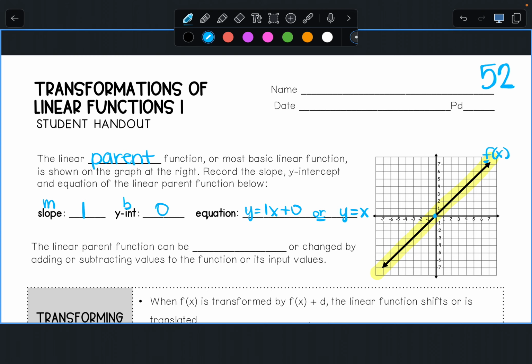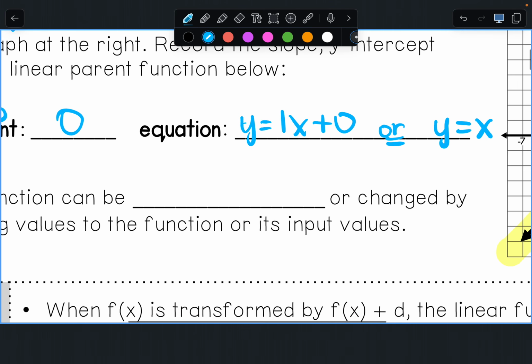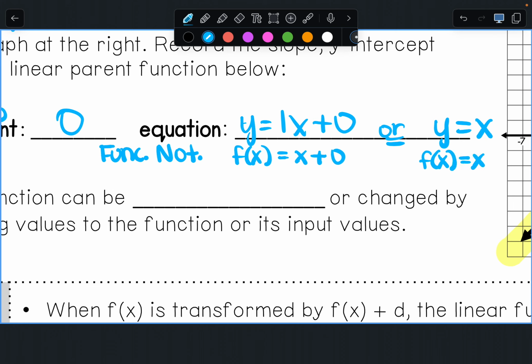In theory, this looks very simple, but on the STAR test, they have started writing these equations in function notation form. What is function notation? Something that we learned when Miss Lovelace was not here. What they're going to do is switch that y equals to an f of x. So this equation would look like f of x is equal to x. Confusing.